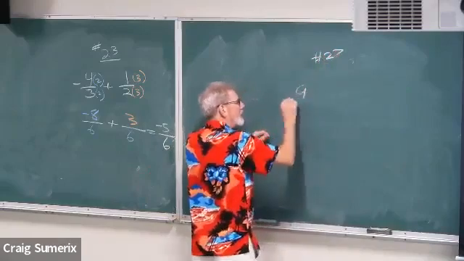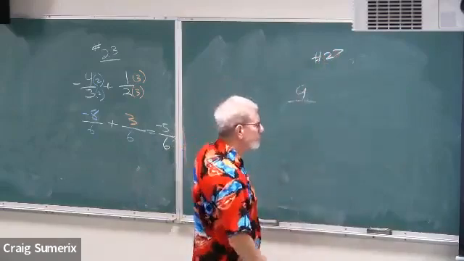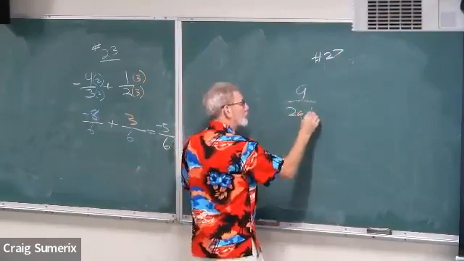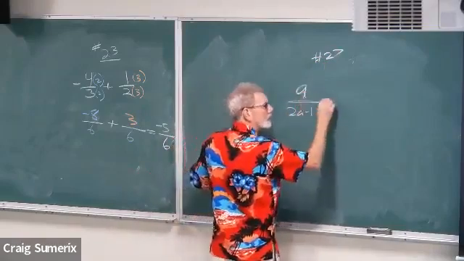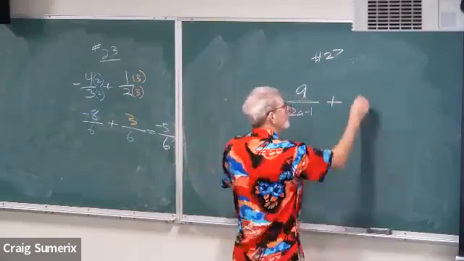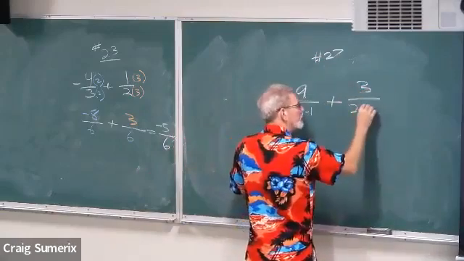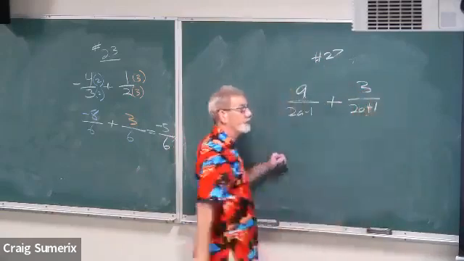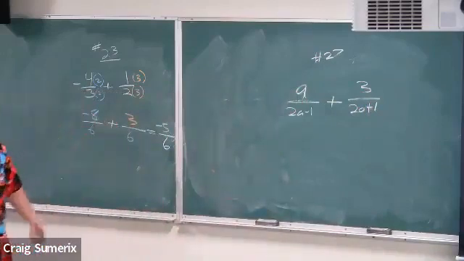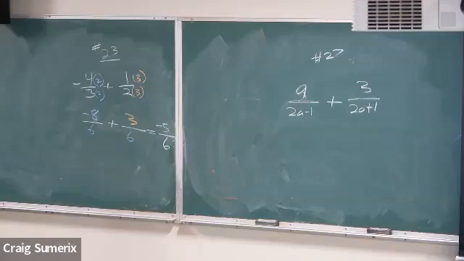What do we got? A over 2a minus 1 plus 3 over 2a plus 1. Are the bottoms the same? No. What are you going to do to make them the same?